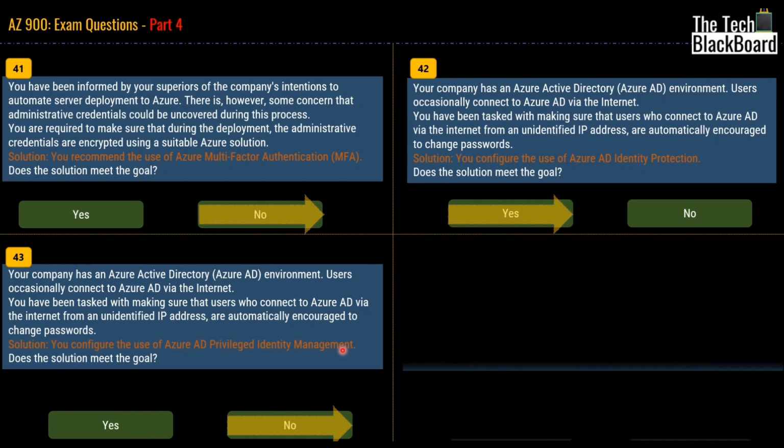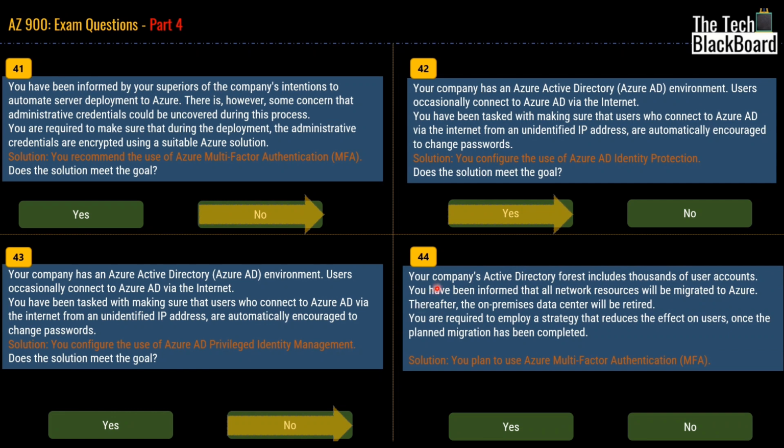Moving on to the next question. The next question says that your company's Active Directory forest includes thousands of user accounts. You have been informed that all network resources will be migrated to Azure. Thereafter, the on-premises data center will be retired. You are required to employ a strategy that reduces the effect on users once the planned migration has been completed.